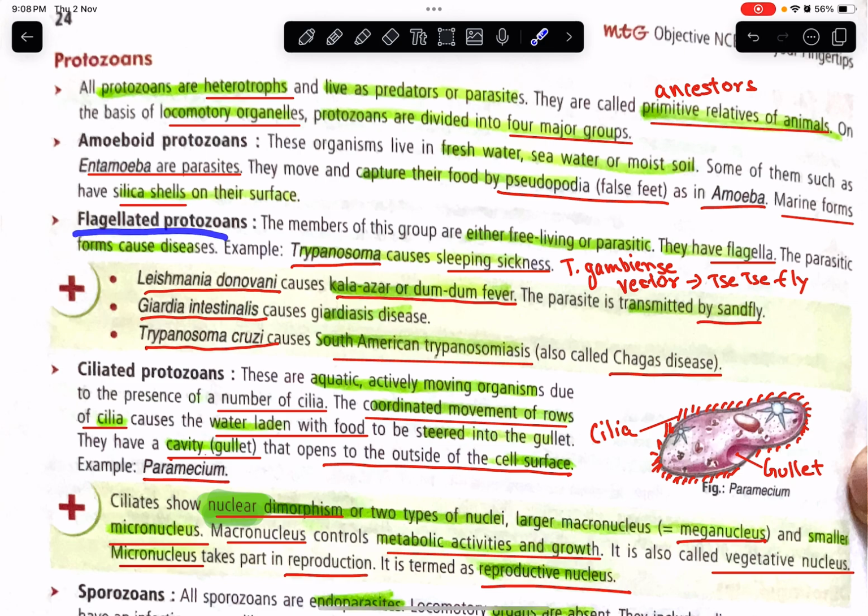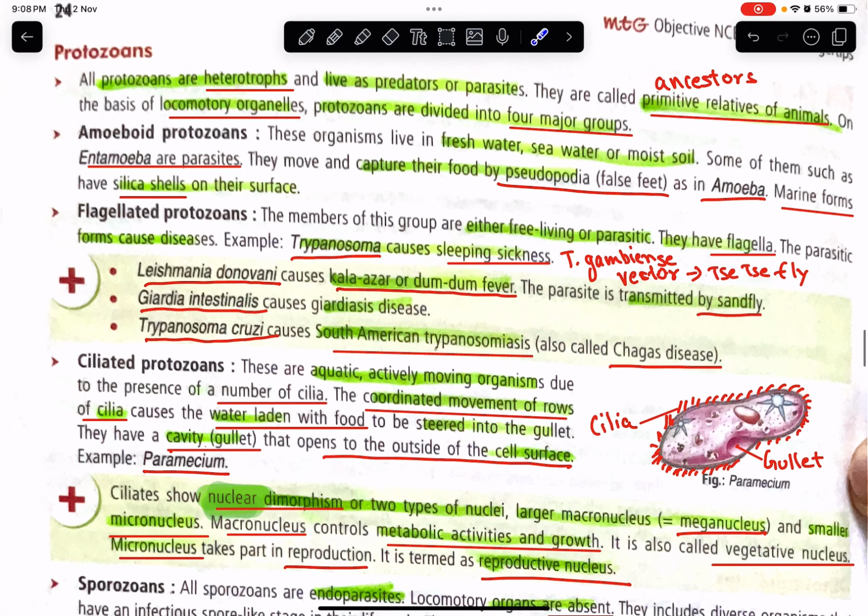Flagellated protozoans is the second type of protozoan. Why flagellated? Because flagella are present in them. They can be either free living or parasitic. The parasitic forms cause diseases. For example, Trypanosoma causes sleeping sickness. Trypanosoma gambiense causes sleeping sickness. Its vector is the tsetse fly.